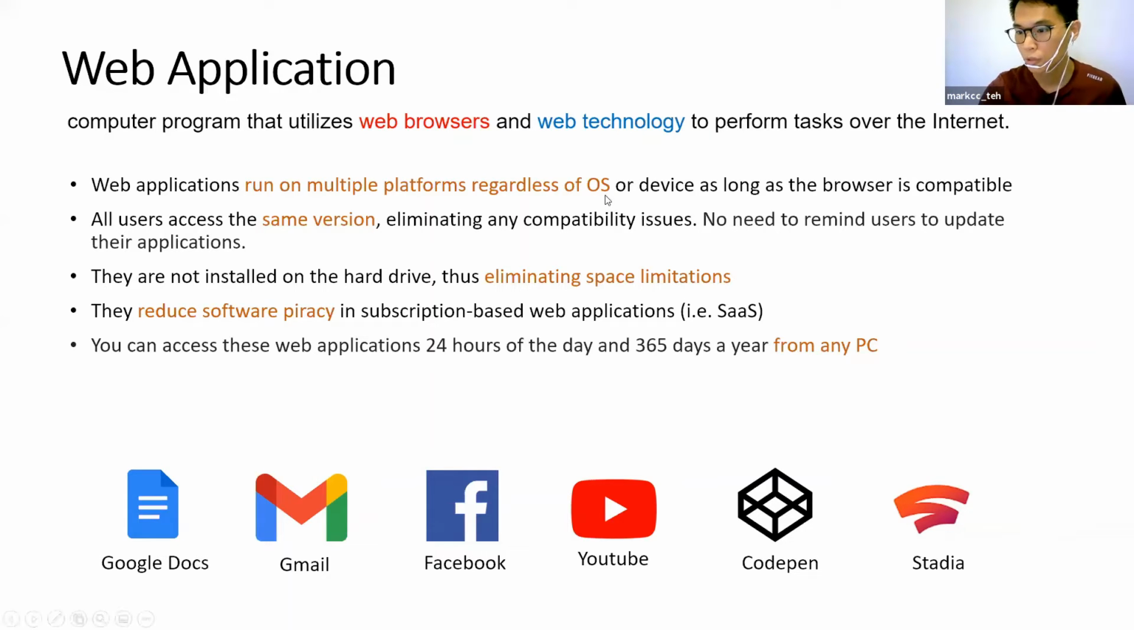Okay, and you can also eliminate space limitation, which means you don't need to install anything. You just go to Google Chrome or any browser, just type the URL, and yeah, just done. As easy as that. It also reduces software piracy, and you can access it anywhere at any time. So I believe this web technology, together with the cloud, together with AI, will be the future, right?